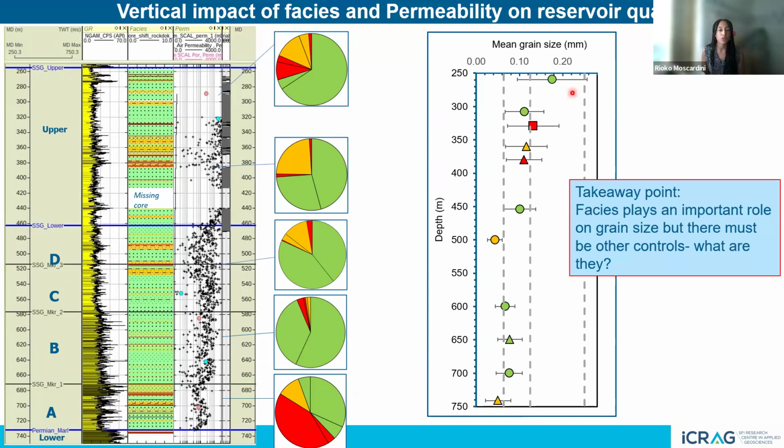Another takeaway point: even though the facies plays an important role in grain size, there still must be other controls. What are they? And this is something that I'm now investigating and trying to look at.